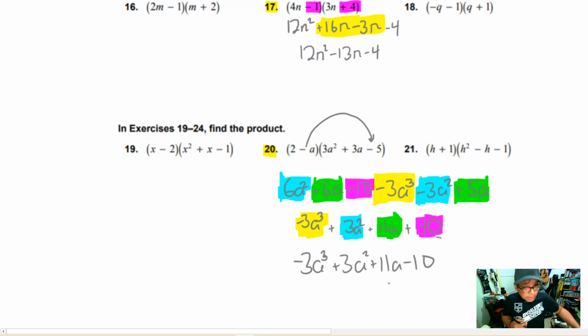This turned out to be a pretty long one, but this is a very important skill. We're definitely going to be looking at more of this next time.